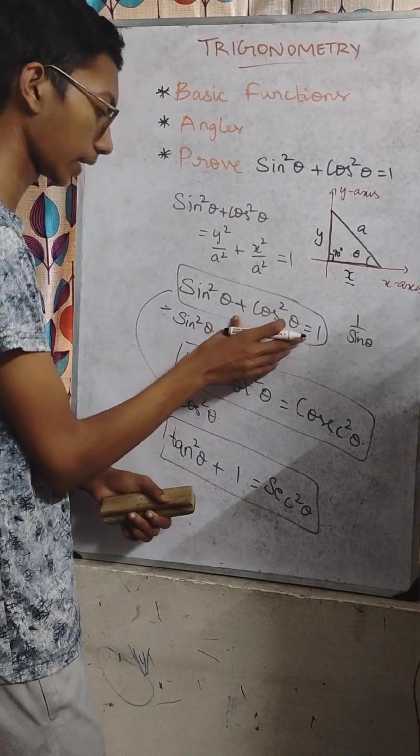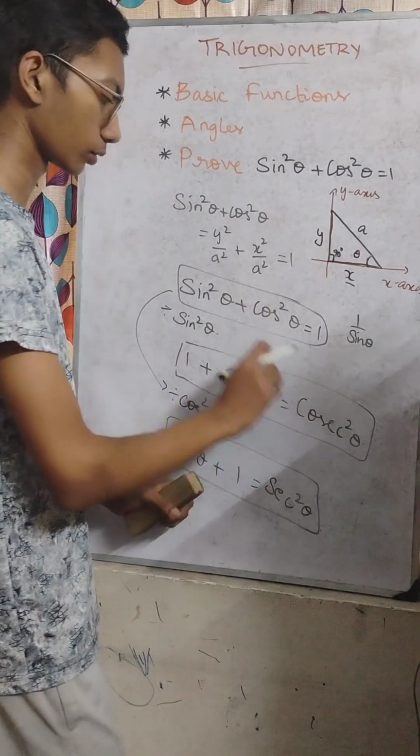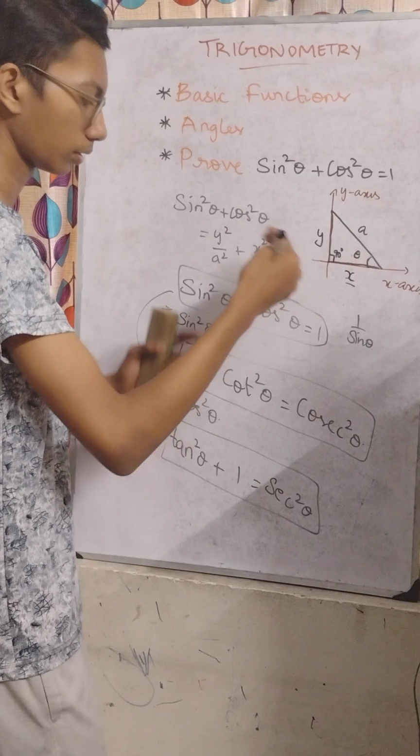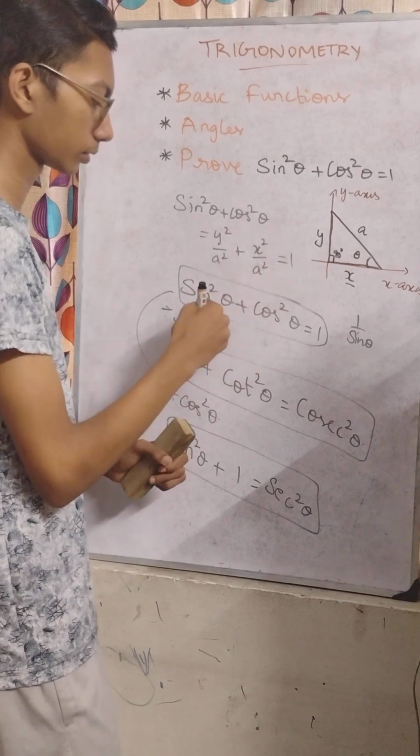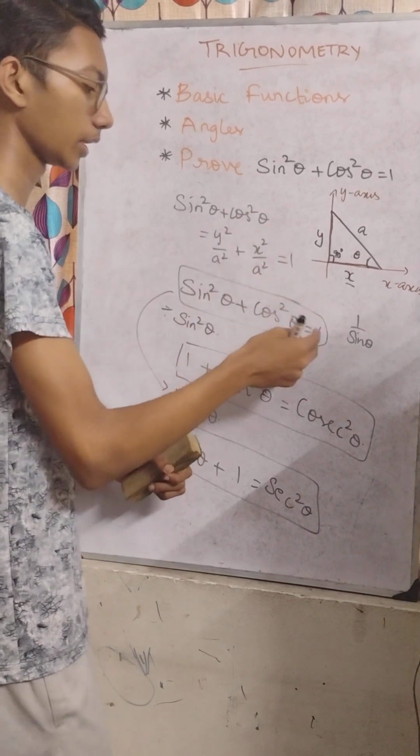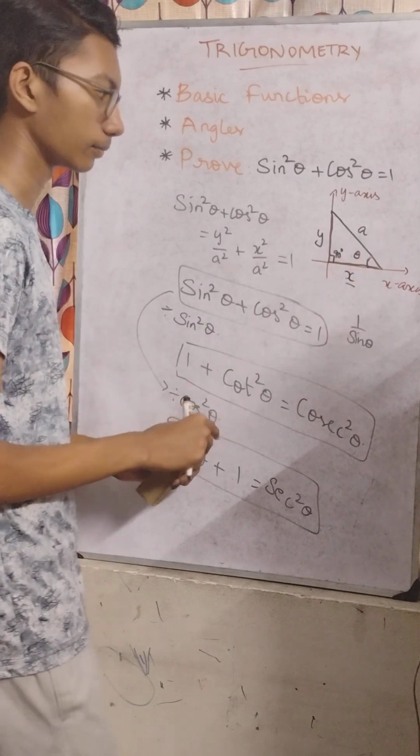So from this one identity, we have got two more identities. That's how we prove sin square theta plus cos square theta equals 1 from this diagram. And that's it.